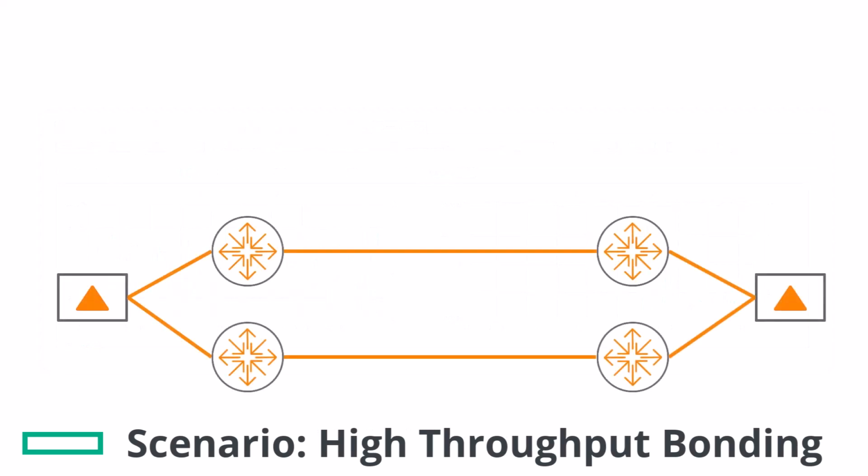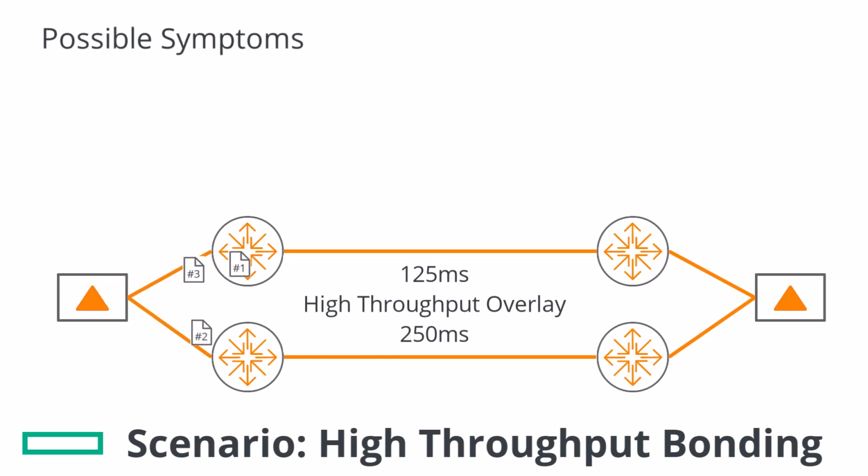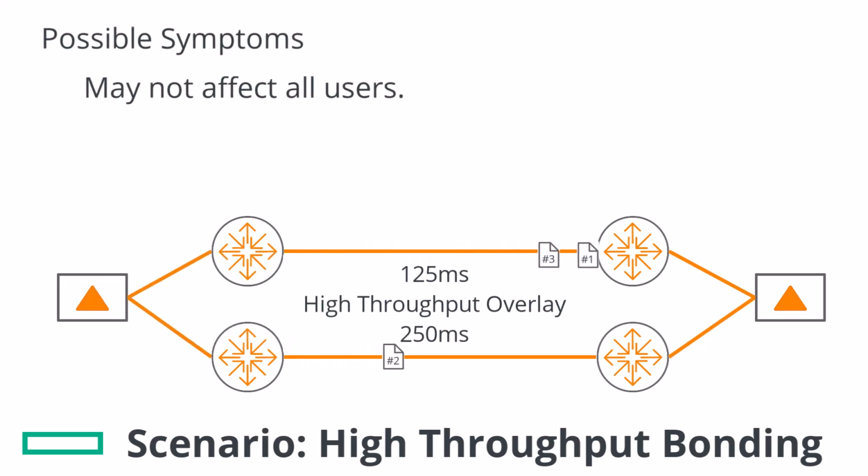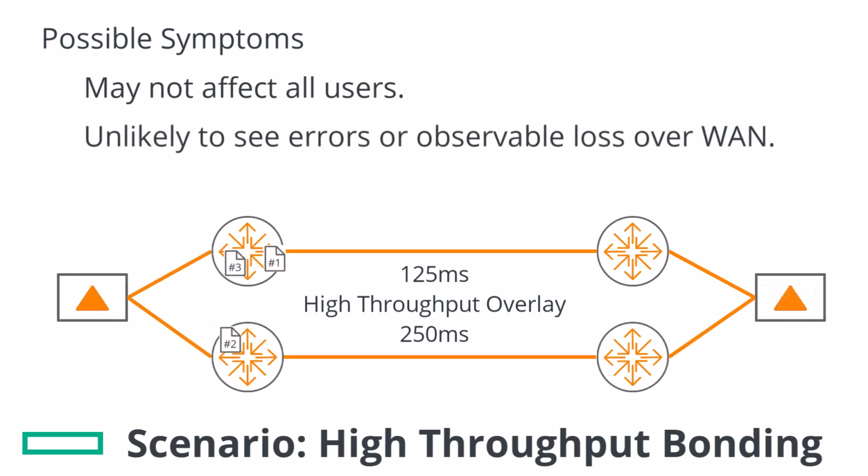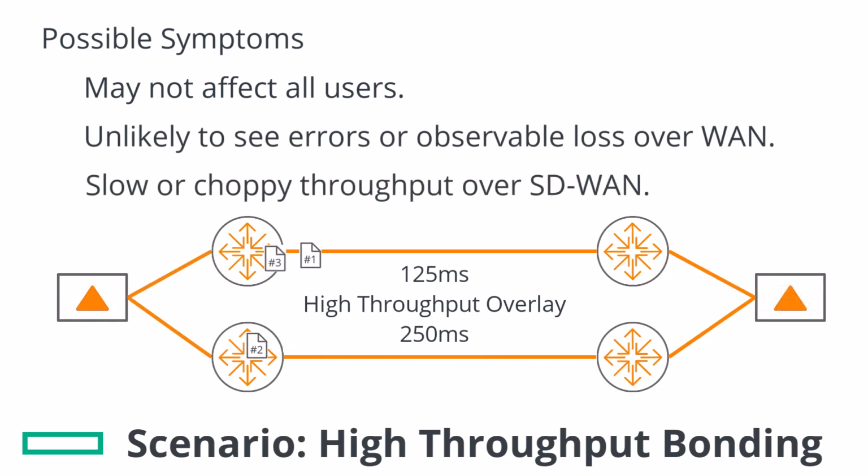One of the most common causes of degraded performance is using high throughput link bonding mode. The symptoms here may not affect everyone at all sites and might be tricky to nail down, as there won't be any errors or even any observable loss over the WAN. What is common is that a user or users might report that throughput is slower than usual or choppy, and only to a service or site across the SD-WAN.